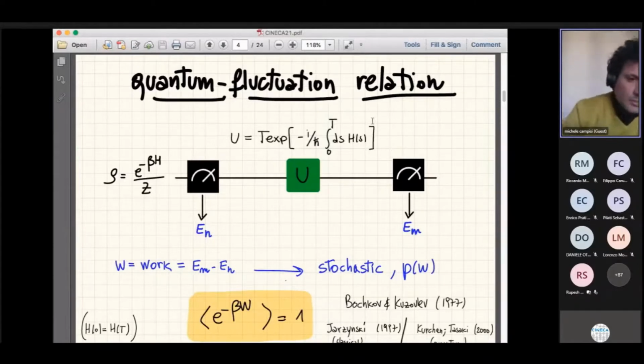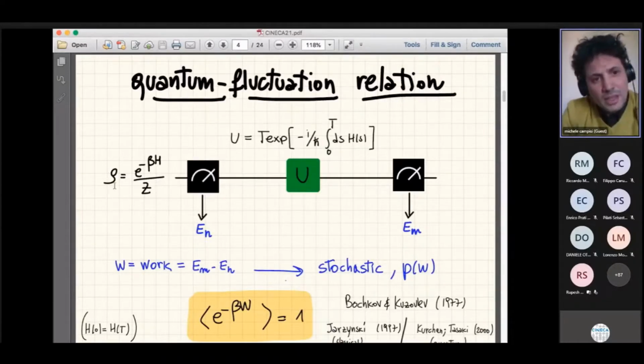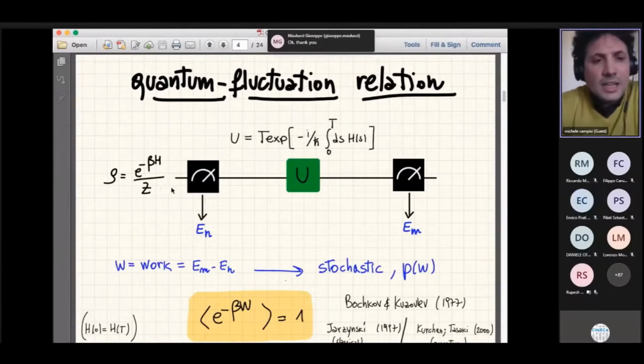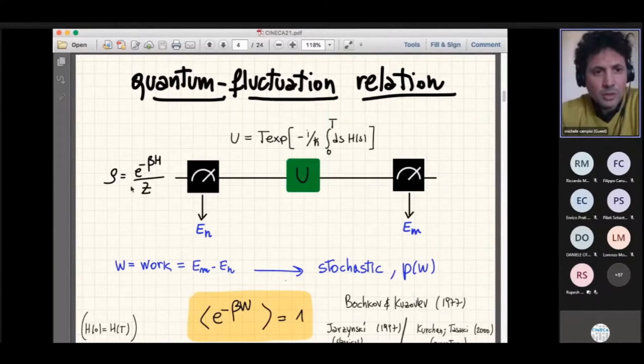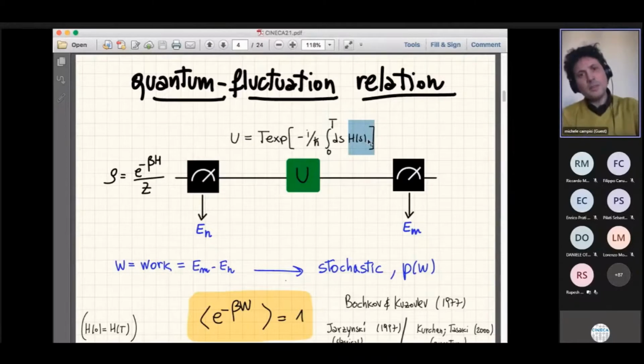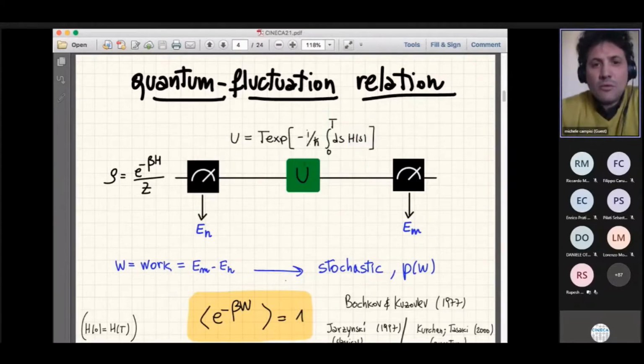The idea is the following. Imagine you have a system initially in a thermal state. At time zero, you perform a projective measurement of the energy of your system, and you get some eigenvalue, which I call E_n, according to the Gibbs probability. After this outcome, you let your system evolve according to some time-dependent Hamiltonian. You apply a pulse, which generates some unitary evolution U, after which, at the end of the driving, you measure the energy again and get another eigenvalue, E_m.